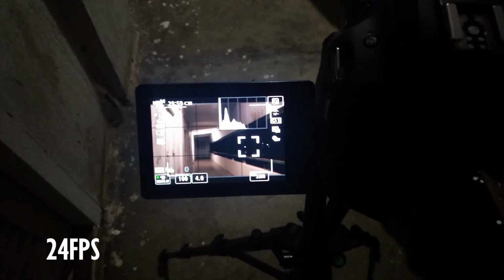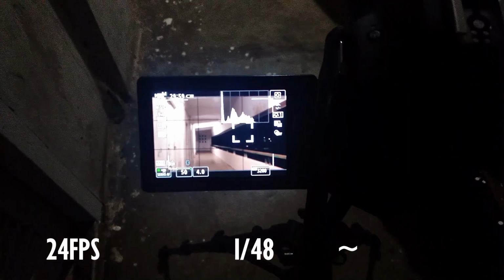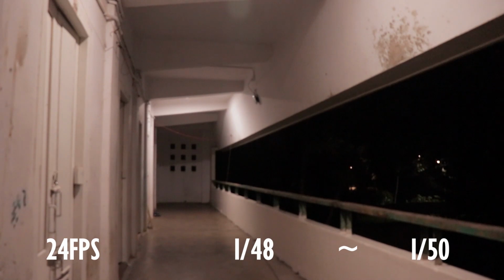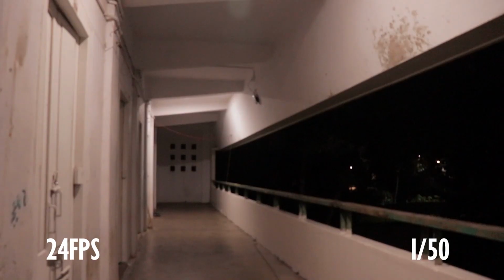So while recording a video, if you're shooting at 24 frames per second, according to the 180-degree shutter angle, you have to keep your shutter speed at around 1 by 48, which is nearly equal to around 1 by 50. At 1 by 50 shutter speed, you won't see any flickers. Keep your shutter speed around 1 by 40 or 1 by 30, and you will see the flickers. As soon as you keep the shutter speed at around 1 by 50, you won't see any of the flickers in your footage.